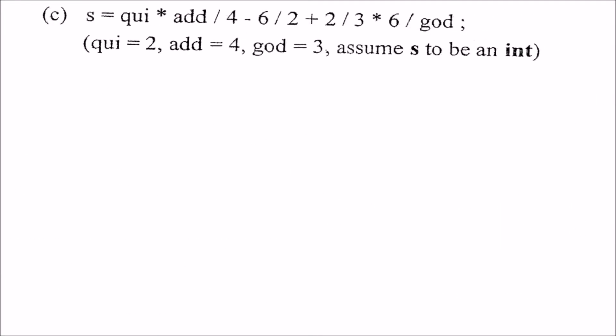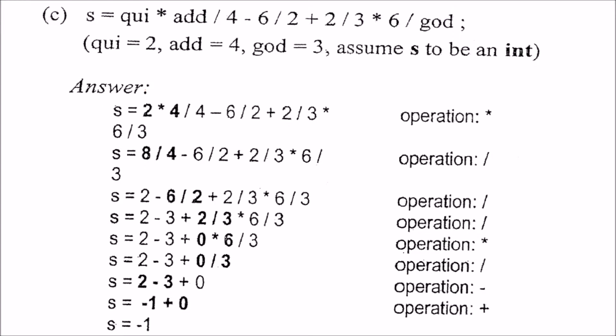Again the same thing with some additional operators or formations. So we'll put the value, and please see that S is an integer. First we'll do 2 into 4, that will be 8. Then we'll do 8 by 4, that will be 2. Then we have 6 by 2, that will be 3.